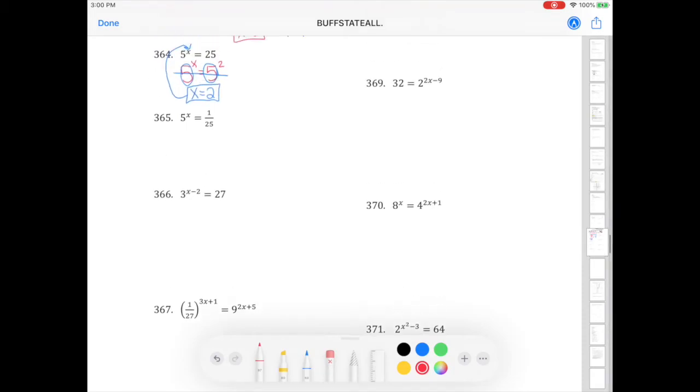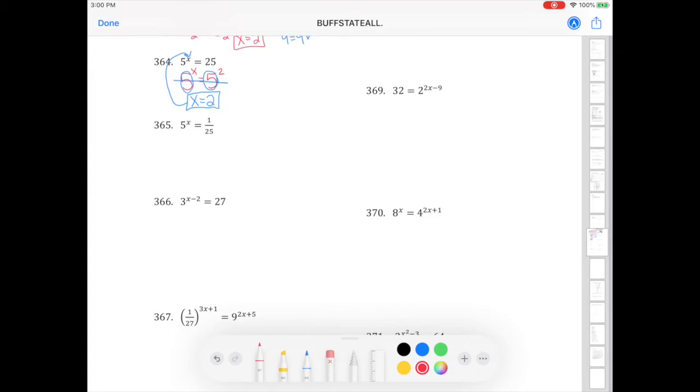So 365. Again, I don't have common bases, but it's very similar to 364 that we just did with that whole idea of 25. However, it's in the bottom. Think about what type of exponent will bring that to the denominator of a fraction. That would be a negative exponent.